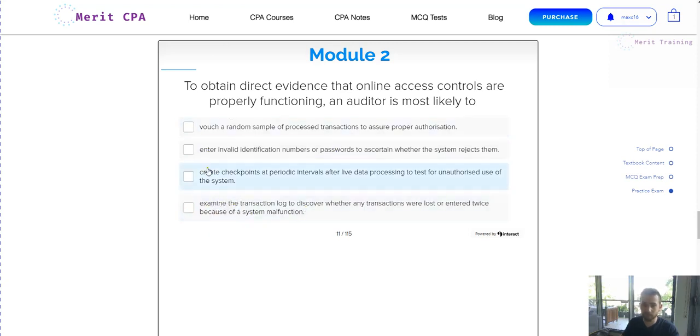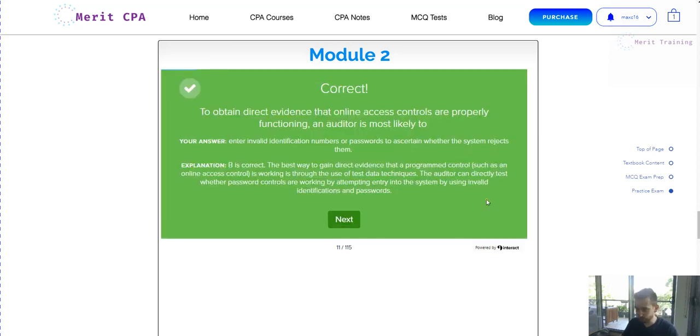So clearly the only one that is direct is this one here. So the auditor enters in these invalid identification numbers or passwords live to ascertain whether the system rejects them. So he just types in some random password, and if he can get in, then the control has failed. And if he can't get in, then it's evidence that the control might be working. So there we go. There's the correct answer.